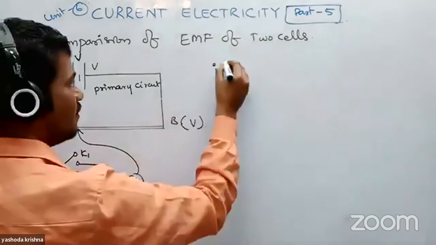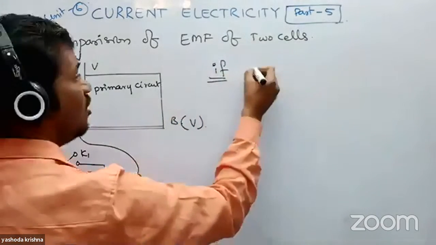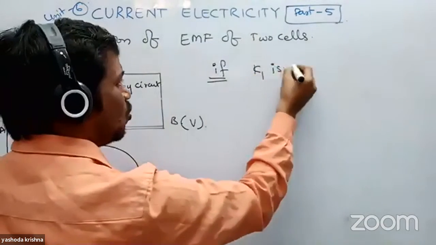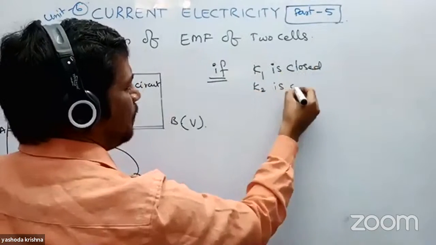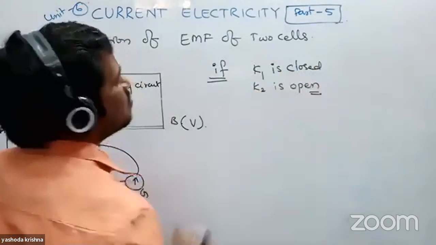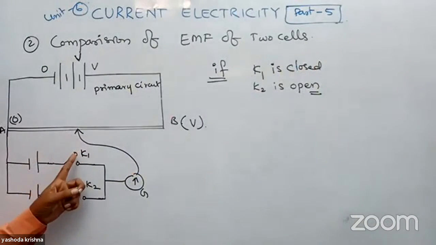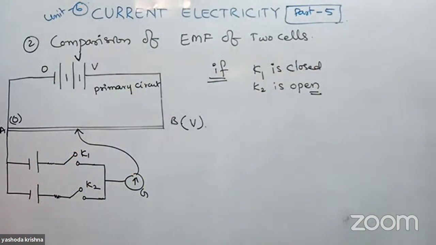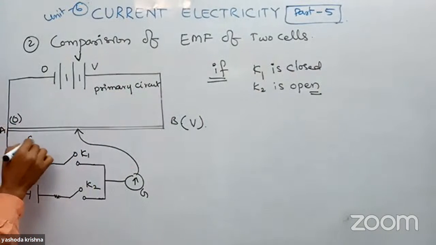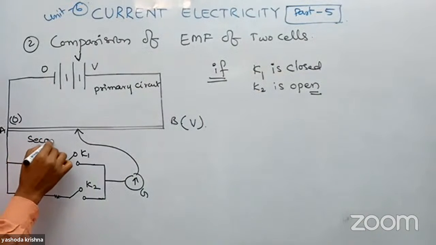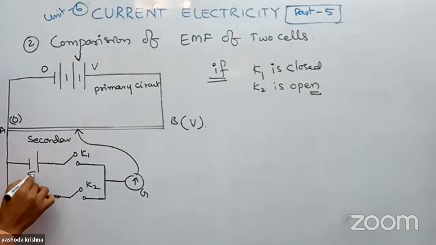All of you listen carefully. K1 is closed. K2 is open. K1 key is closed. Then what is the primary circuit? This total is the primary circuit. This is the secondary circuit. This is epsilon 1 or E1, and E2.